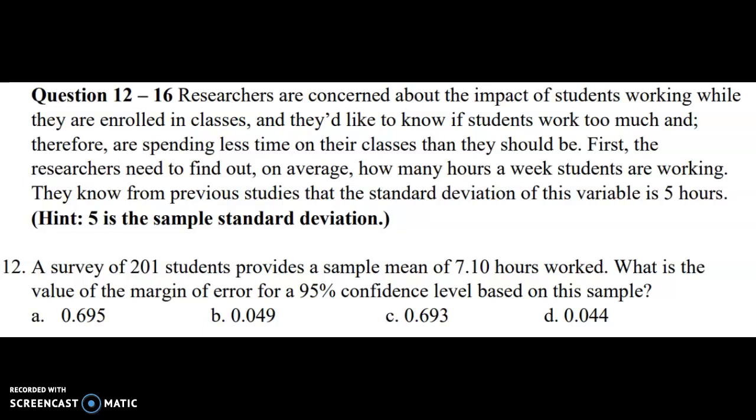Okay, so 5 is the sample standard deviation, they say. A survey of 201 students provides a sample mean of 7.10 hours worked. What is the value of the margin of error for a 95% confidence level based on this sample?